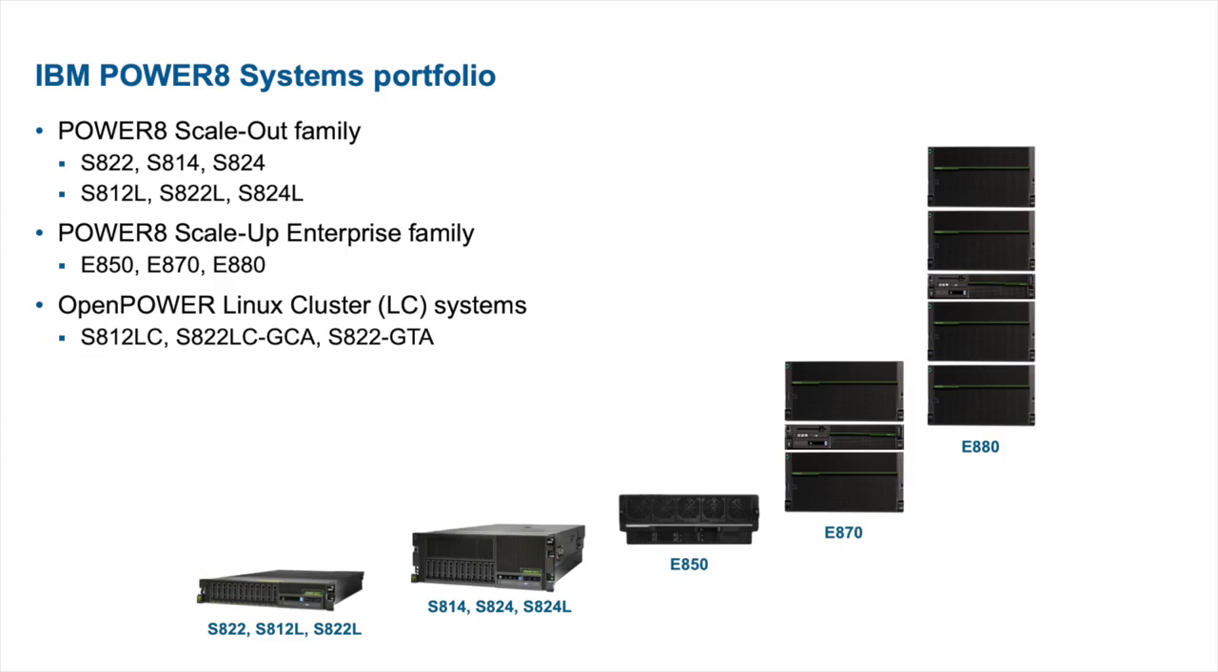Under the scale-out line, we have servers like the 822, 814, and 824. And these numbers do stand for something. The first 8, that first digit, well, it belongs to the Power 8 lineup. The second digit, 1 or 2, stands for the number of sockets available in the server, which houses the processor cores. And the final digit, 2 or 4, stands for the height of the server. 2 stands for 2U height and 4 for 4U height. The L suffix stands for Linux only server. Similarly, we have other servers in the scale-up enterprise and the Linux cluster family.